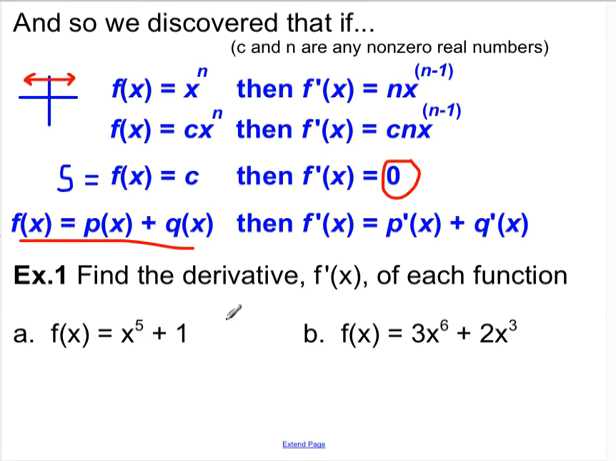So today, let's use this shortcut. Take a minute and do example 1. Find the derivative for each of these functions, not doing the limit definition. Now we're just going to use our shortcut. And since these are powers, we're calling this our power rule. This is our power rule. You try it and see if you get the same thing as me.